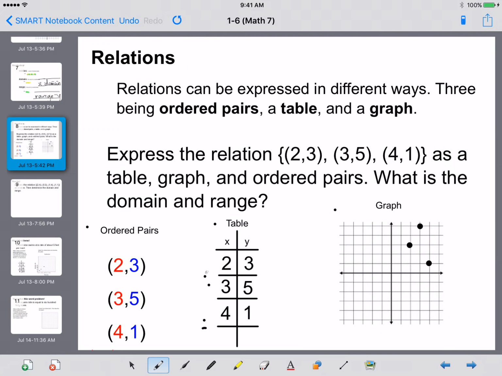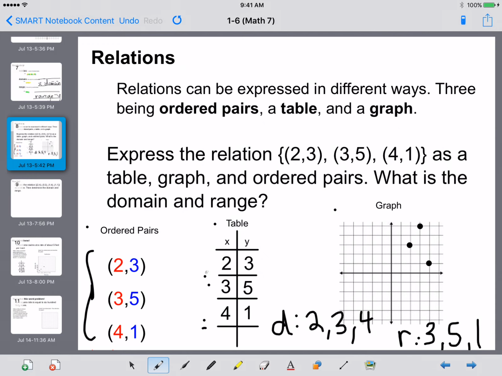Now our domain is our x coordinates, so 2, 3, and 4. Whereas our range is our y coordinates, 3, 5, and 1. And I put them in different colors over here too for you to see. So just a lot of work, not too difficult.